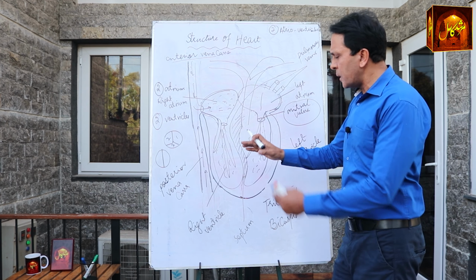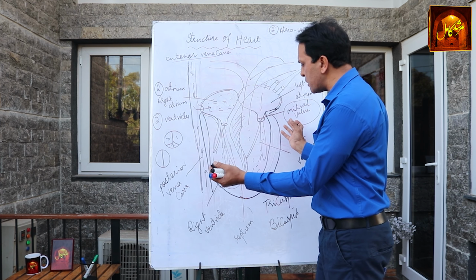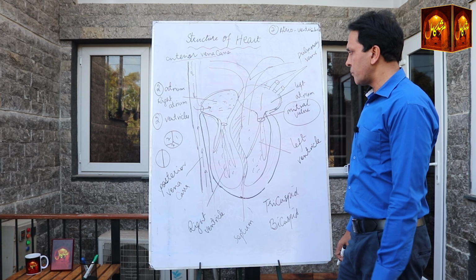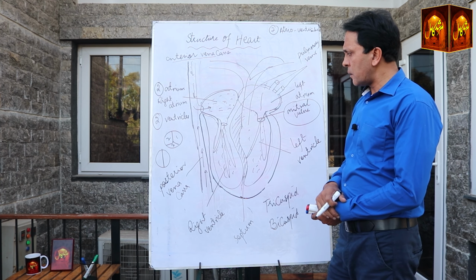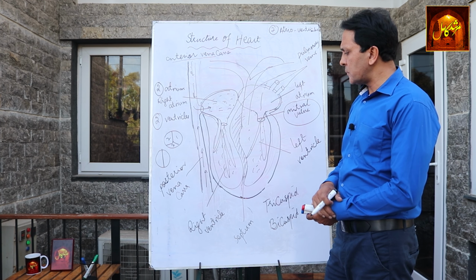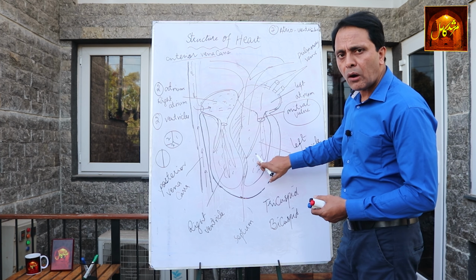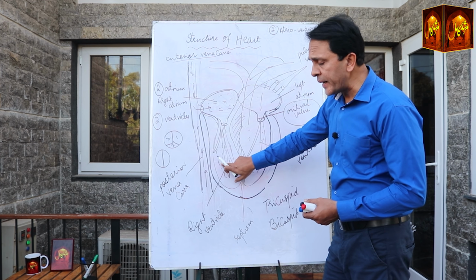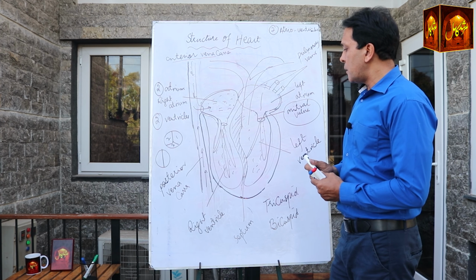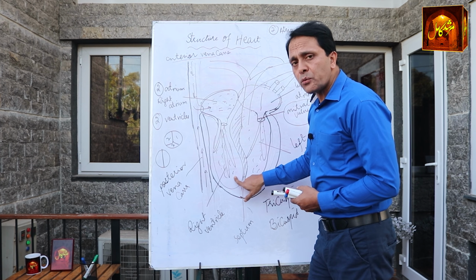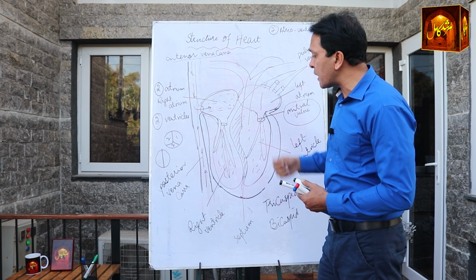So this septum separates the two chambers and does not let two different types of blood get mixed. When these two ventricles contract, they contract at the same time. The left ventricle contains oxygenated blood, and on the right side there is deoxygenated blood. So from the right ventricle, the blood will go to the lungs for its purification.